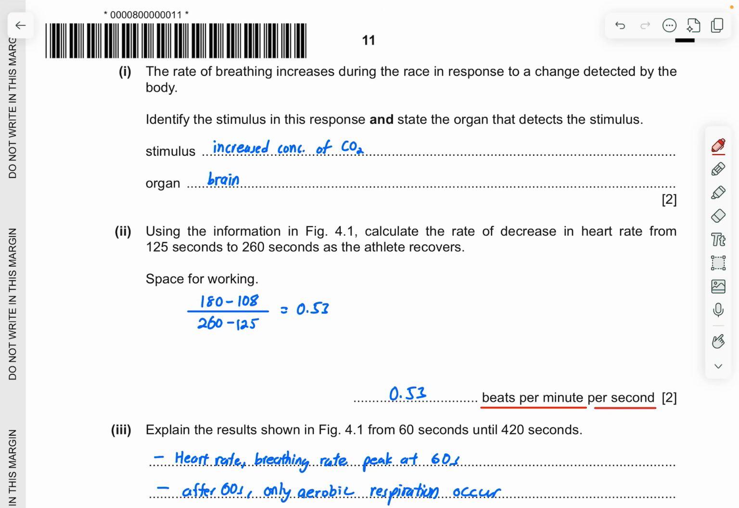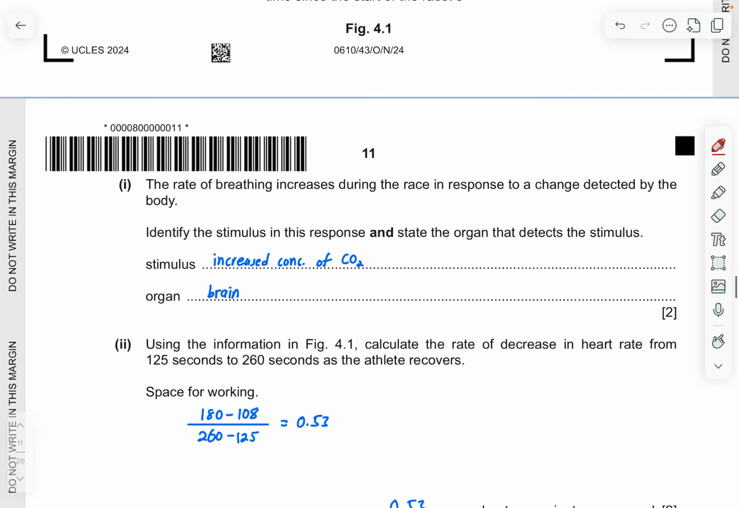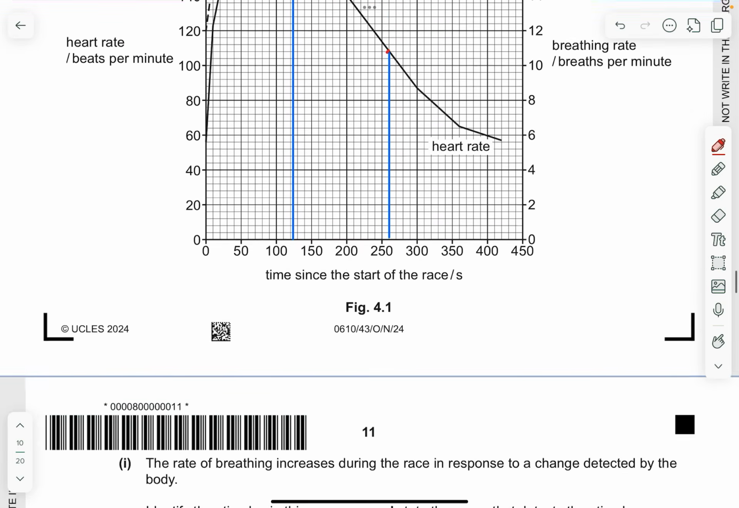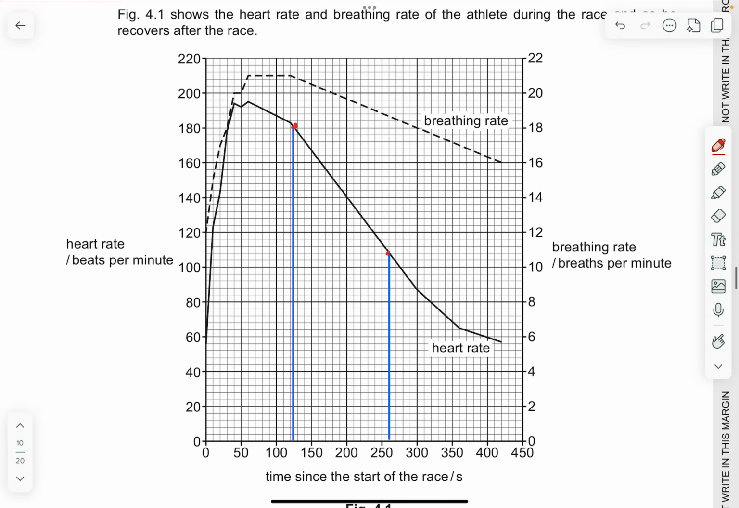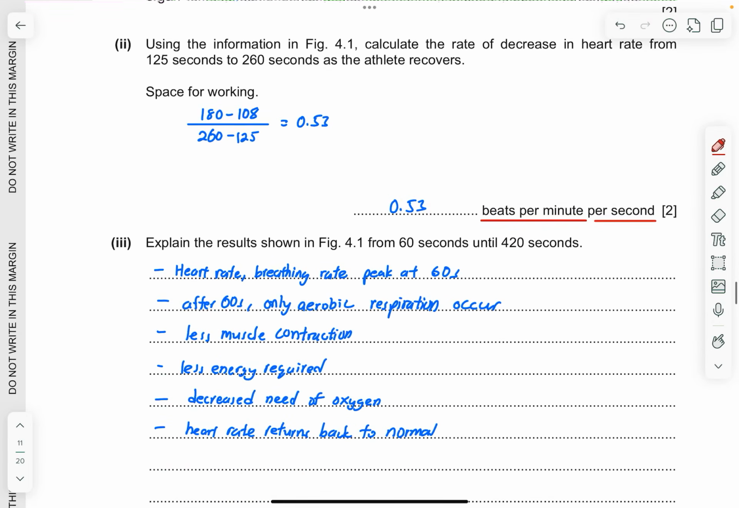So part 3, explain the results shown in figure 4.1 from 60 seconds until 420 seconds. So what you can see at 60 seconds is that the heart rate and the breathing rate will peak. You can see both of them. It peaks at 60 seconds. And after 60 seconds, aerobic respiration will occur. And what happens is that there will be less muscle contraction due to the oxygen debt, less energy is required, decreased need of oxygen, and heart rate will eventually return back to normal.